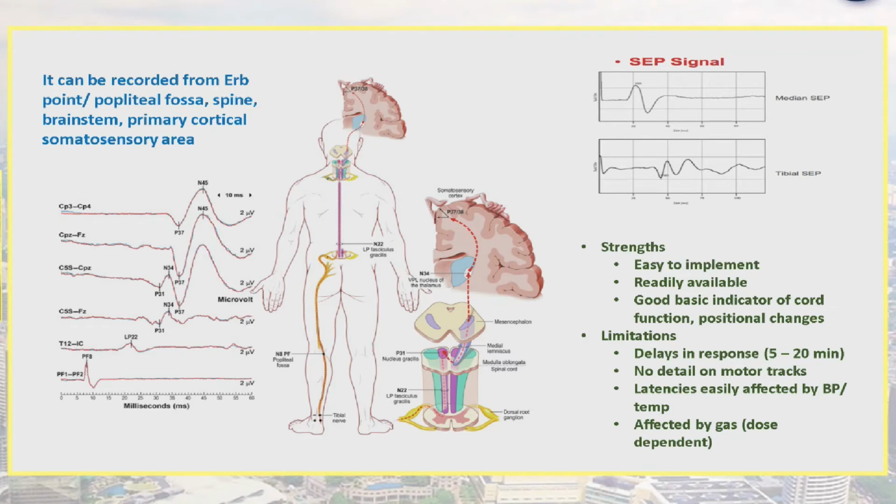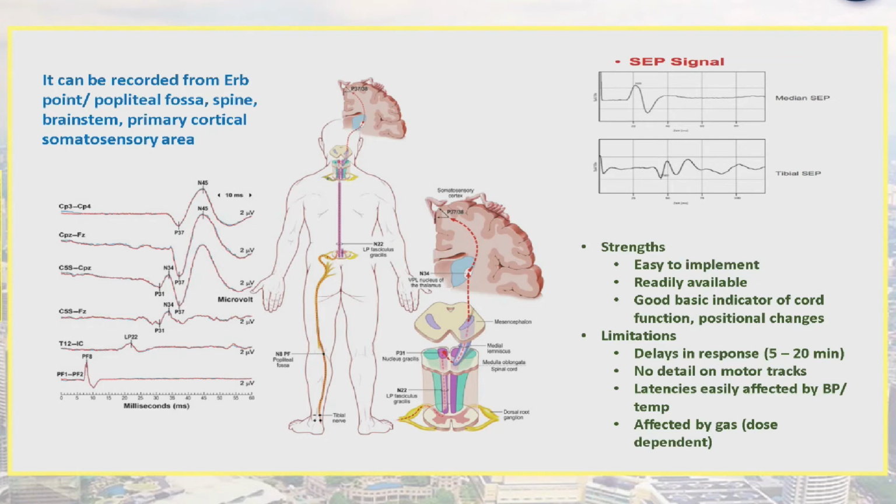Okay, the advantage of it is easy to implement. You just put the needle, it doesn't cause any tongue laceration or the like, and it's readily available on the market, and it's a good basic indicator of cord function during position change, where we can see from supine that they change to the prone, so any brachial plexus injury or the like can be detected.